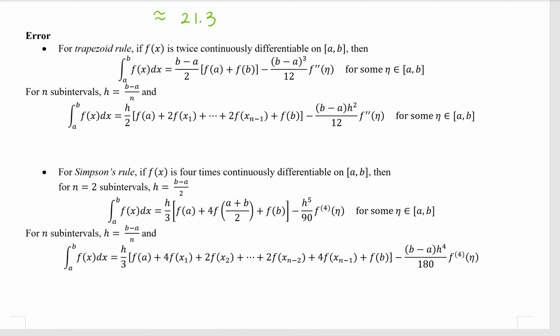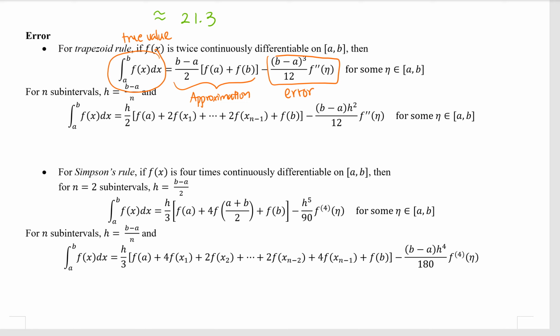Okay, so for the trapezoid rule, if the function f is twice continuously differentiable on the interval [a, b], then this is our true value, the definite integral, equals this approximation using the trapezoid rule, plus the error. This is the true value, this is the approximation, and the error term is (b minus a) to the third over 12 times the second derivative.